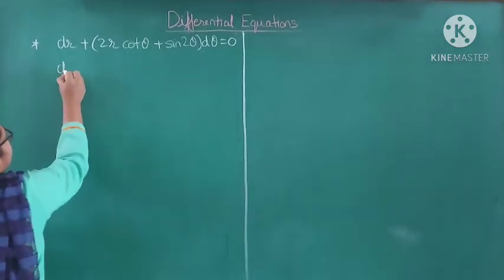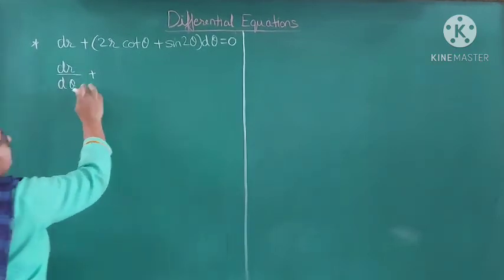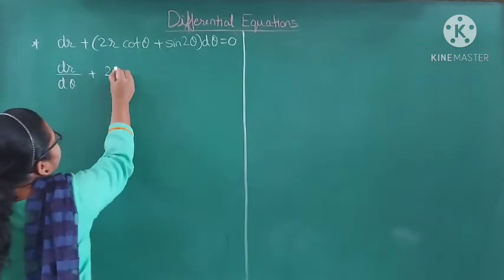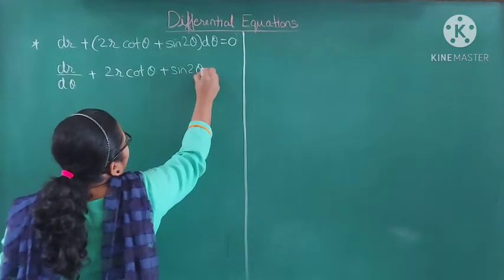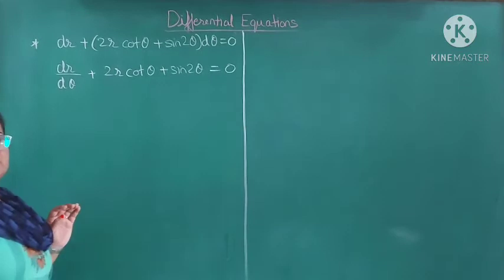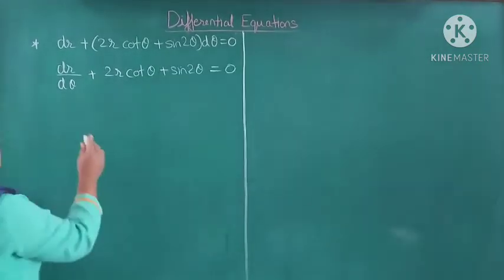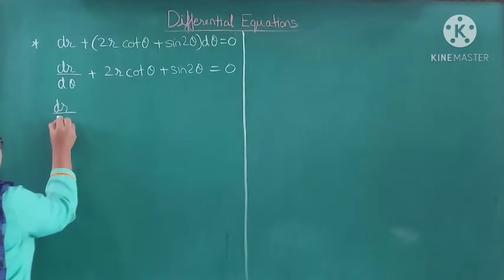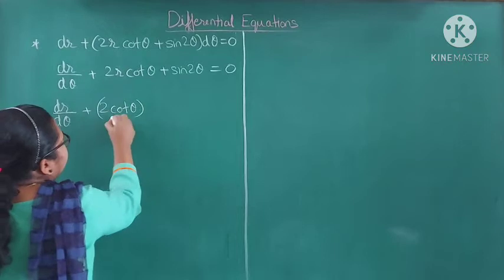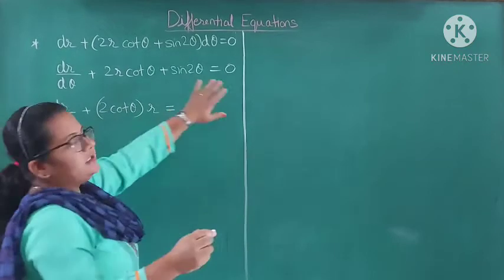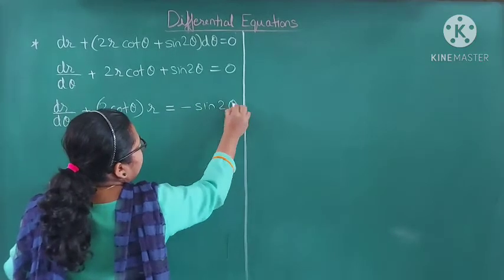So what will be dr upon d theta plus, so dr upon d theta, and here also if I divide, we remain with 2r cot theta plus sin 2 theta is equal to 0. Okay, so I will try to write this equation in the linear differential equation form. So dr by d theta plus 2 cot theta into r. I will take sin 2 theta on the other side, it is minus sin 2 theta.